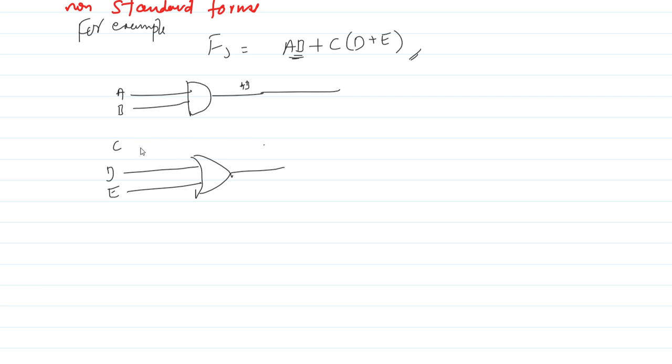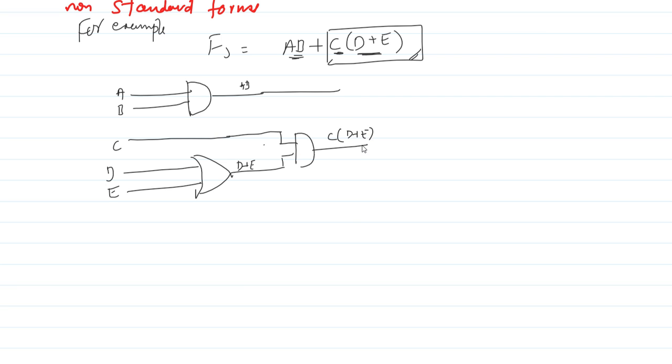C was here. Okay, this is D and E, what will we get? D plus E we will get. If you see here, D plus E is ANDed with C, correct? So I can also put an AND gate to this particular part. What will you get? C into D plus E is the output from this terminal. Now AB is ORed with this term, right? So AB is here, and this term is also here.